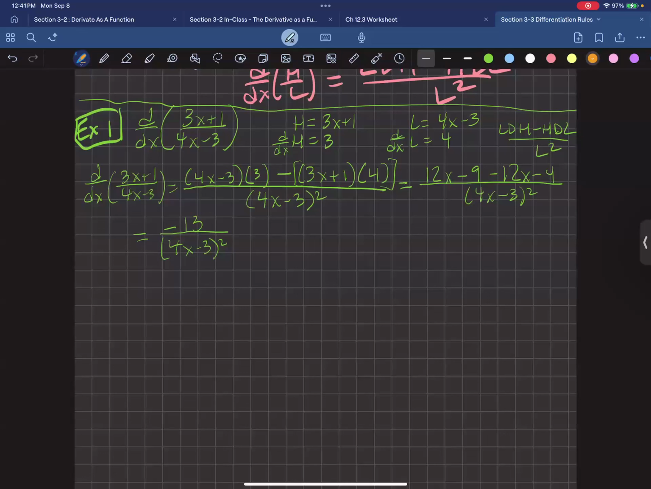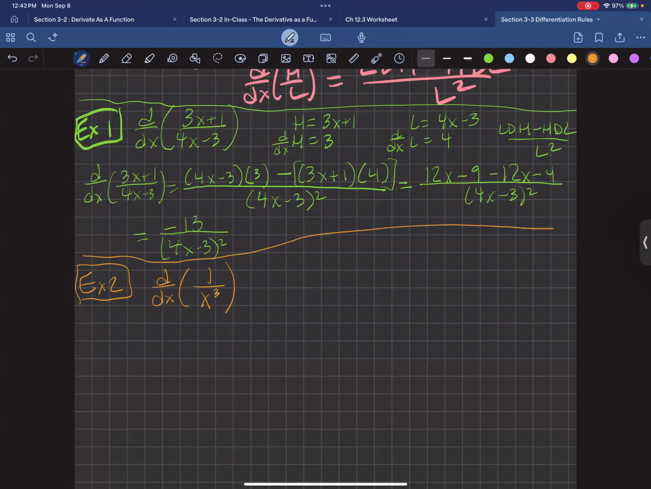Let's look at another one real quick. We're going to do the derivative of 1 over x cubed. So high here is 1, so the derivative of high is 0. Low here is x cubed, so the derivative of low is 3x squared. Remember, we're doing low d high minus high d low over low squared.